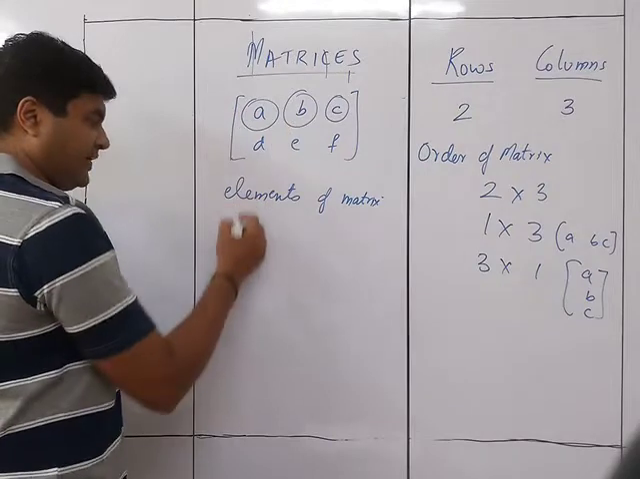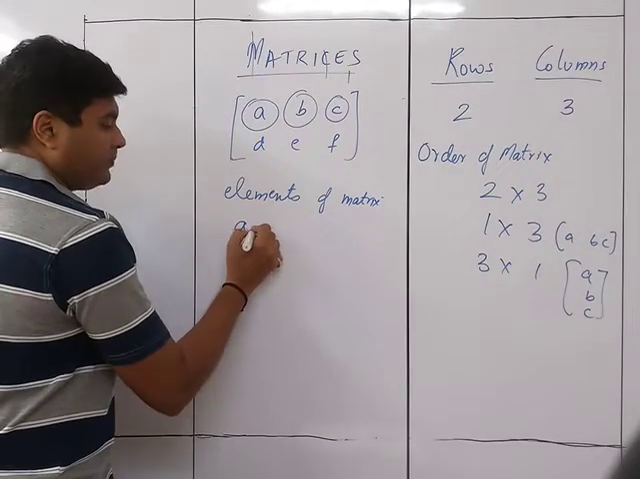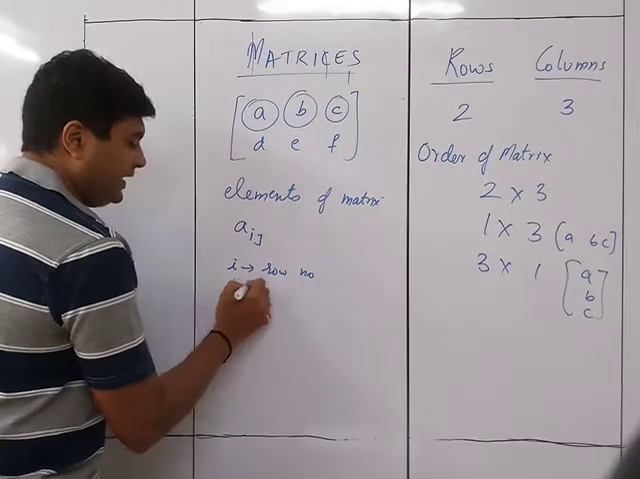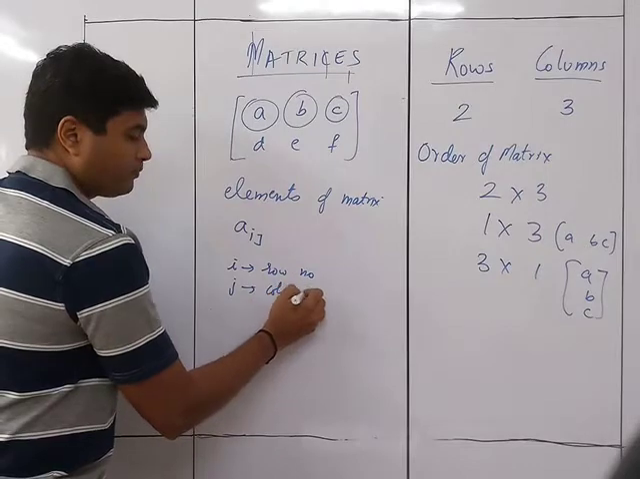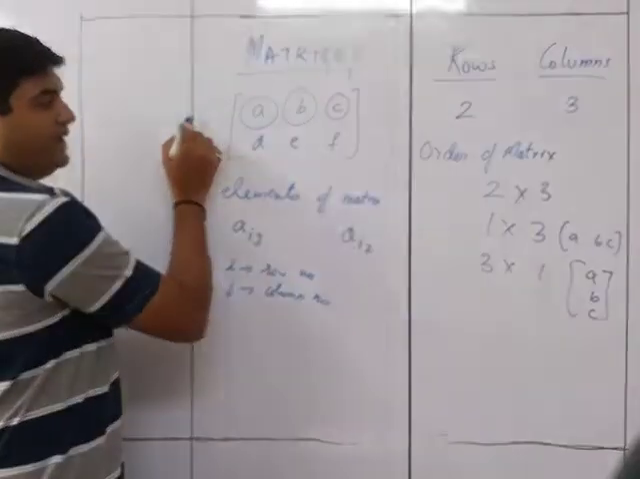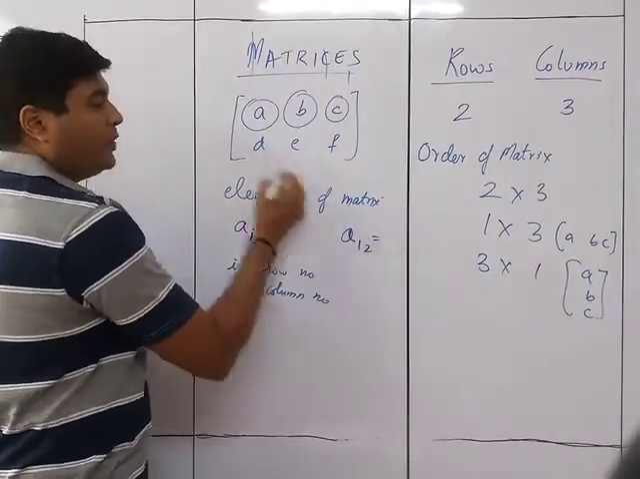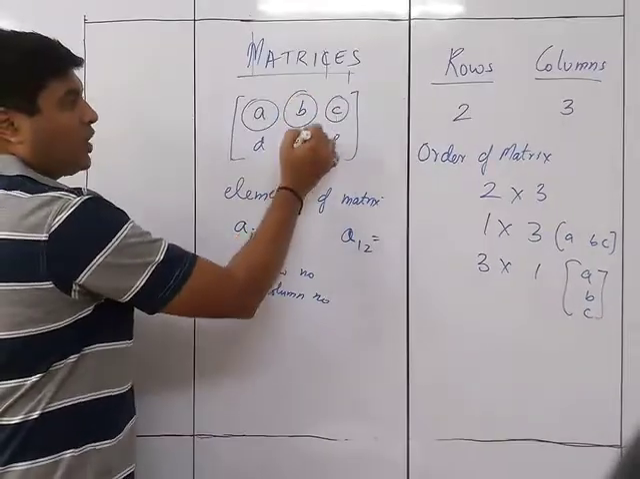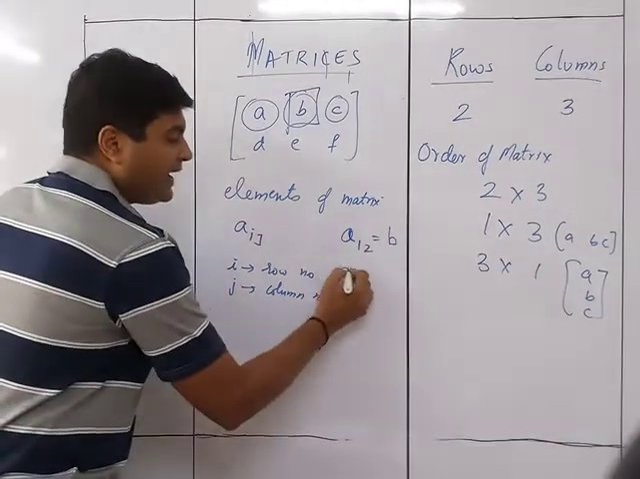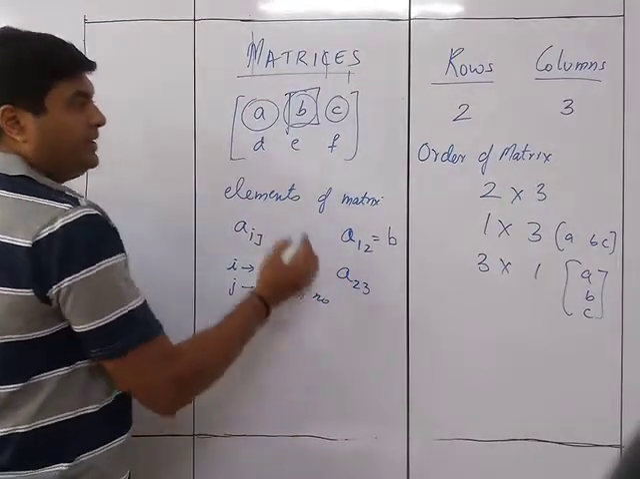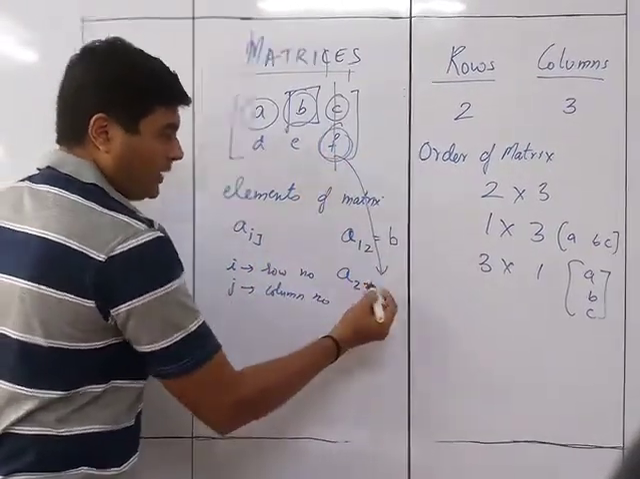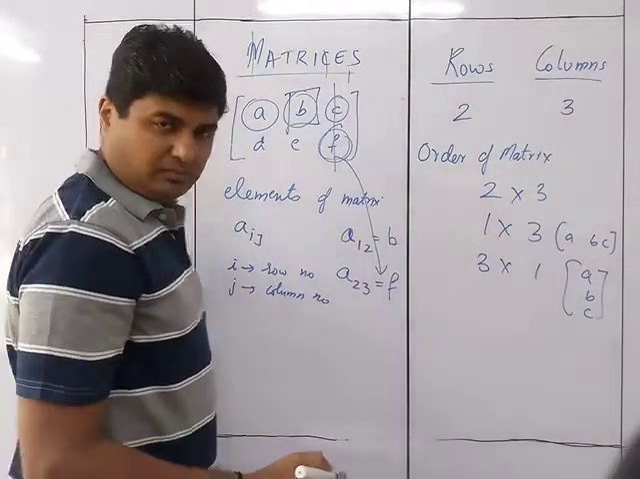So we can write here Aij, where i is the row number and j is the column number. So when I say A12, what will be the value over here? First row का second column में जो है, that is B. So A12 is B. Now if I say A23 means what? Second row का third column यानी F. So A23 is F. Got it?